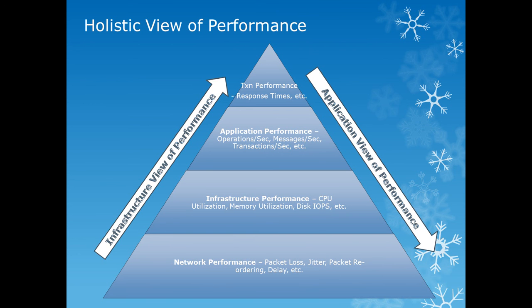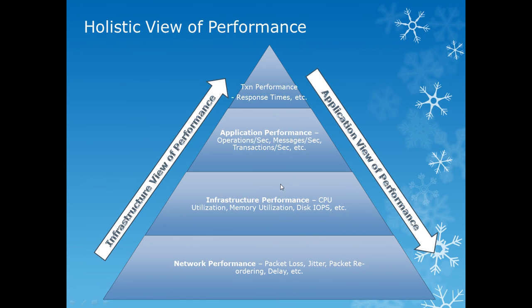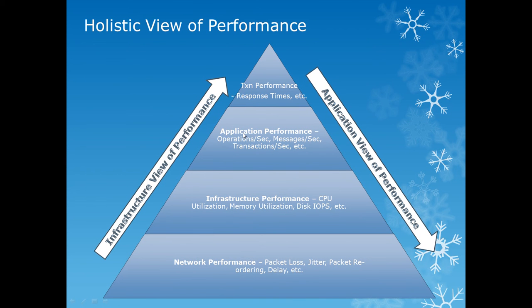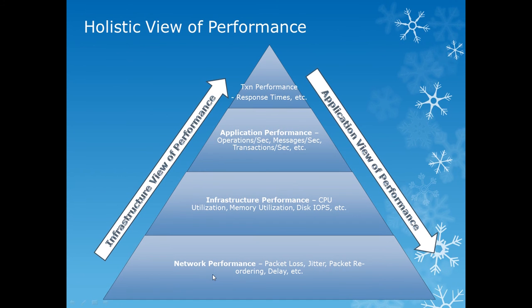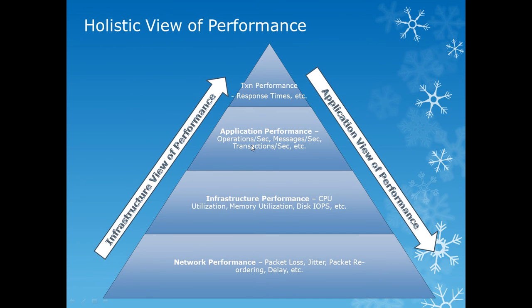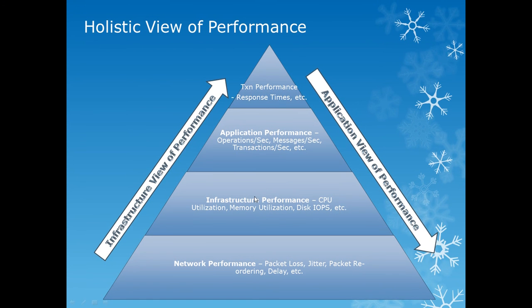And obviously, next would be the ability of the underlying infrastructure to cope with the application performance that it needs to deliver. And eventually the network performance underlying all of that. So a holistic view of performance requires you to view performance as an inverted pyramid. It requires you to look at performance from an end customer perspective, a transactional standpoint, from an application performance standpoint, from an infrastructure performance standpoint, and from a network performance standpoint.